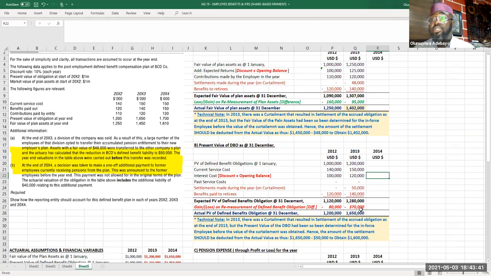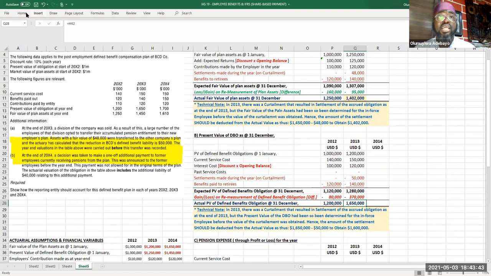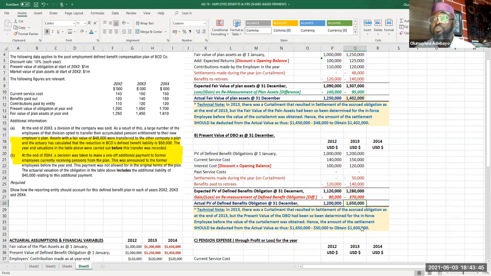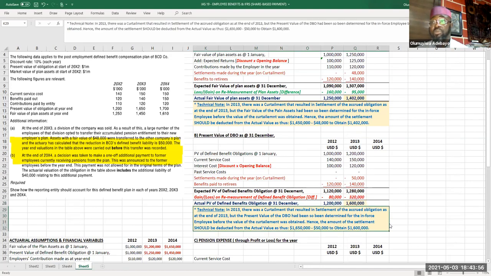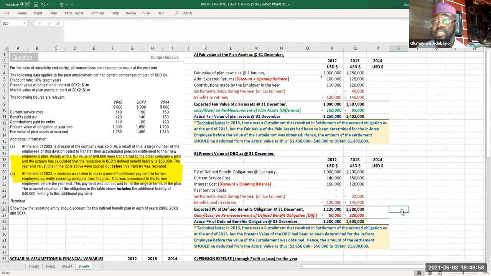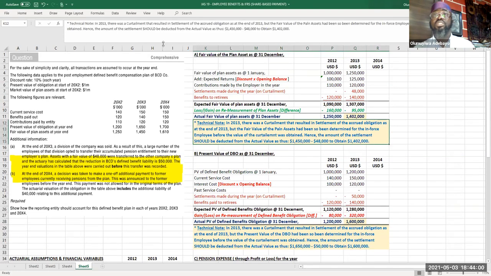That is that. Which means here, similar to what we have there, you also curtail it. You remove the liability curtailment, which is 50, from it. And that will give you 1.6 million. Take note of that. Any question on that?